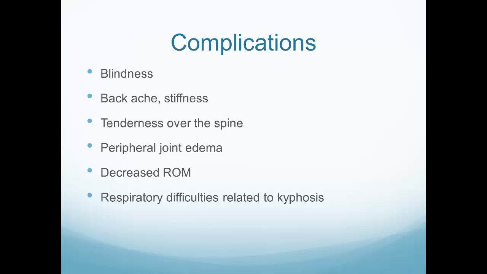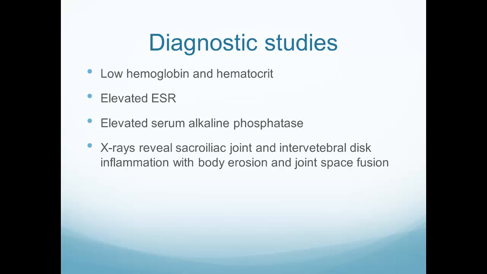The complications occur. One of the main things you're going to see with patients is a lot of backache, stiffness, some tenderness over the spine, some immobility, decreased range of motion. So the patient's not going to be able to move the way they normally would. The kyphosis could actually cause the patient to have respiratory difficulties. Now, because this is an inflammatory condition over a long period of time, the patient may also develop blindness, and we can have visual disturbances.